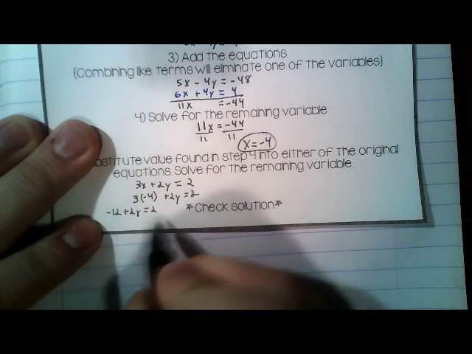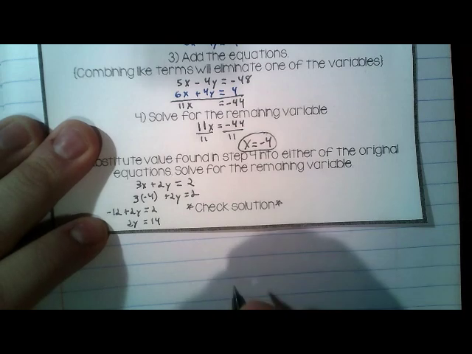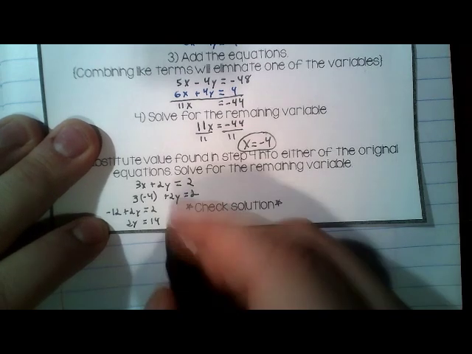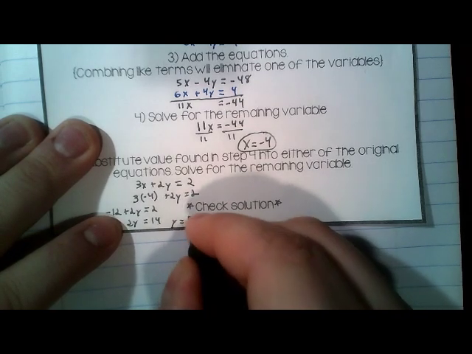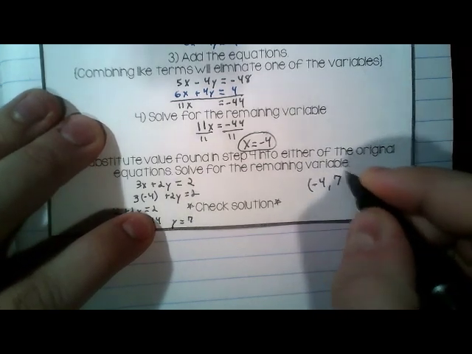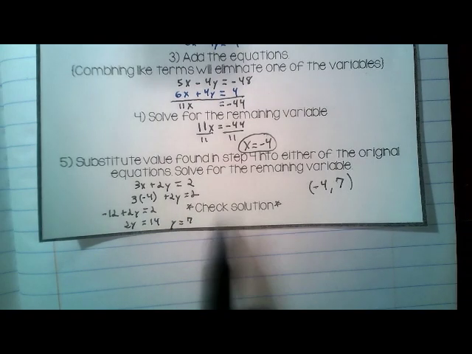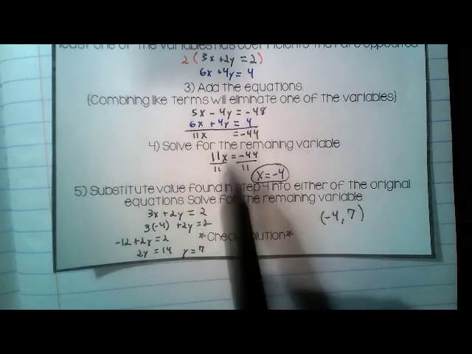Add 12 to both sides. 2y equals 14. Divide by 2. y equals 7. So my solution is negative 4, positive 7. And I, of course, want to check that at the end. There's not much space to do that on this paper, though.